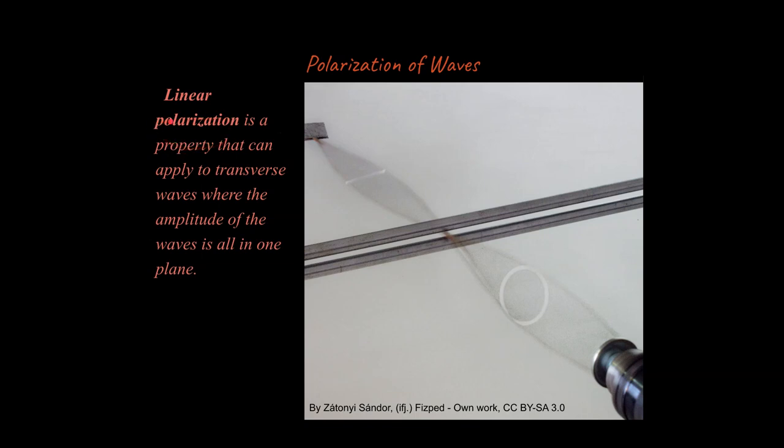So to officially define it, we'll say linear polarization is a property that can apply to transverse waves where the amplitude of the waves is all in one plane. So this is a polarized wave over here. We're going to talk about this not just for mechanical waves, but in the context of EM waves, where the electric field is going to be the transverse wave that's going to be polarized like this.